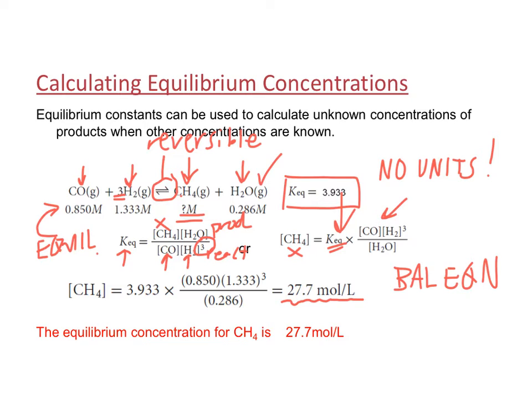Okay, so this is one of the easiest kinds of problems. Basically, you're given everything but one unknown, and you're asked to solve for the unknown. So this is by far one of the easiest kinds of equilibrium calculations to do. The thing you have to be careful about is to make sure you know how to write the expression, products over reactants, and making sure that your stoichiometric coefficients become the exponents. So this is a pretty easy problem in this chapter.